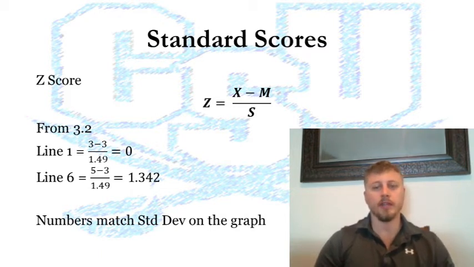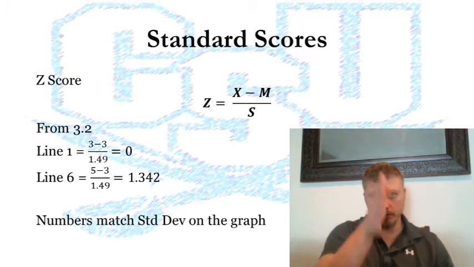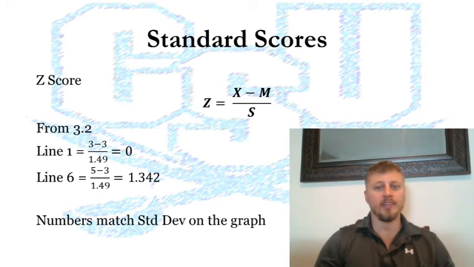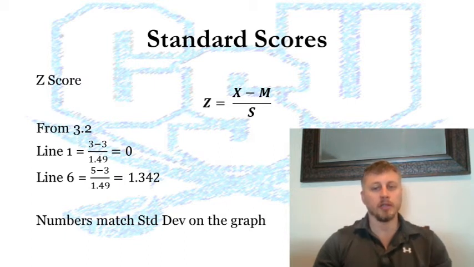So I gave a couple of questions here. So go to line 1 and line 6. Basically, you're looking at the score minus the mean divided by the standard deviation, which in this case would be 0 for number 1, which would be the middle of that bell curve. The line 6, you see the score 5 minus the mean 3, divided by the standard deviation, which yields a 1.34 z-score, or number to put on your bell curve.